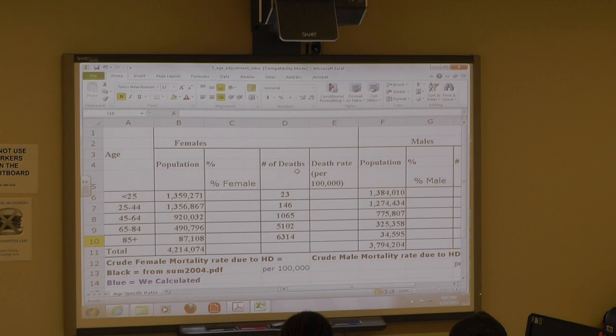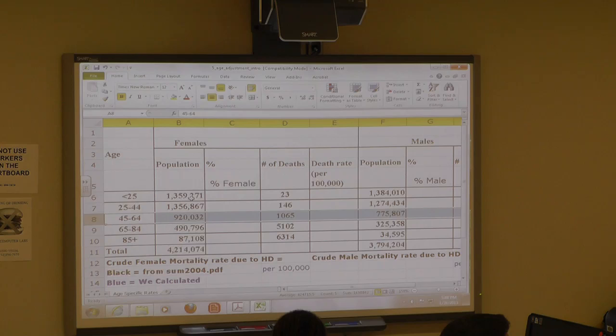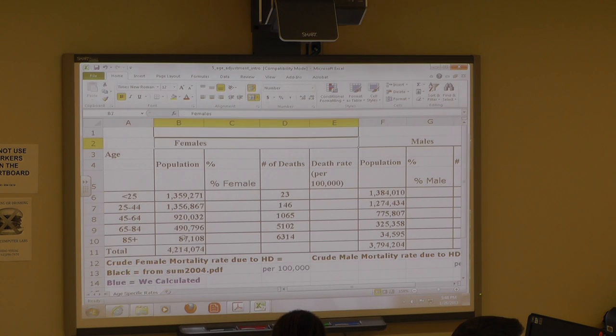Okay, so now, we've got 3 minutes, so let's take a look at this table. In this table, by rows, we have ages: less than 25, 25 to 44, and so on and so forth. We have the number of people in the population that are female within those age ranges, the number of males in the population between those ages, and so on and so forth.